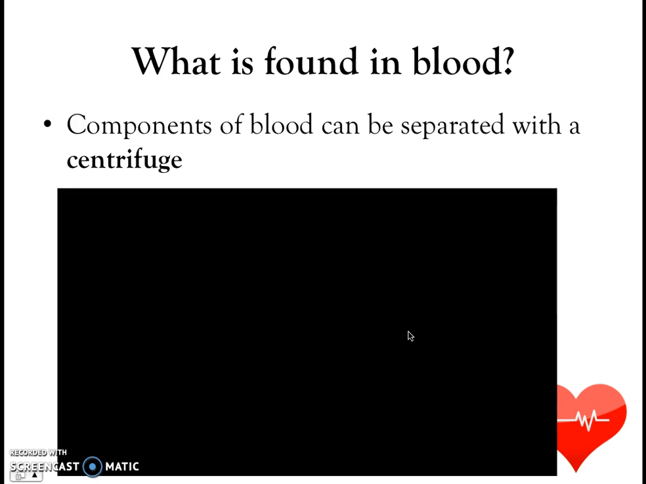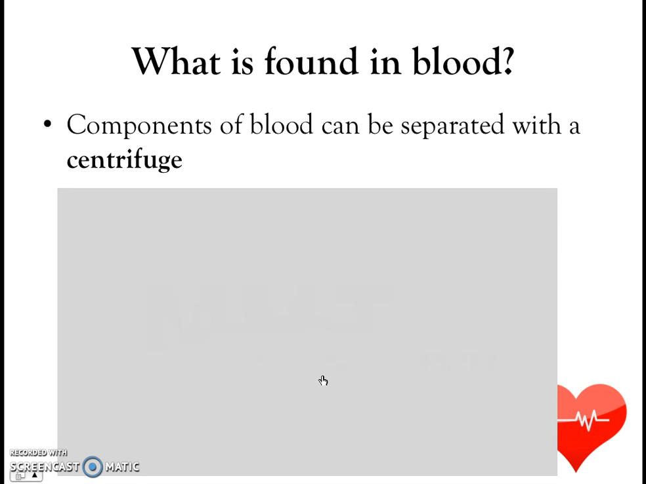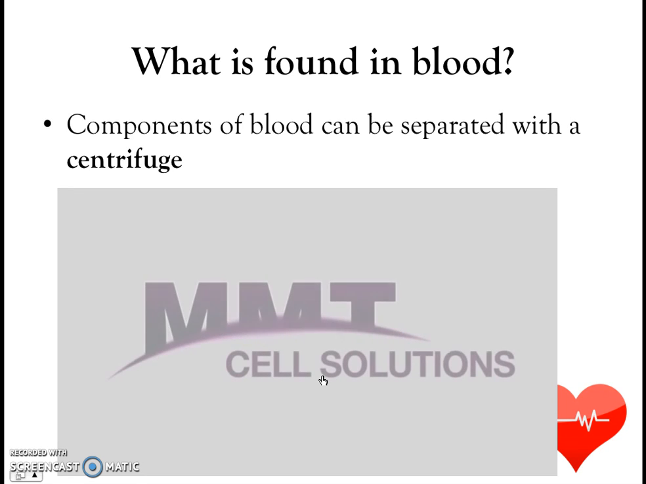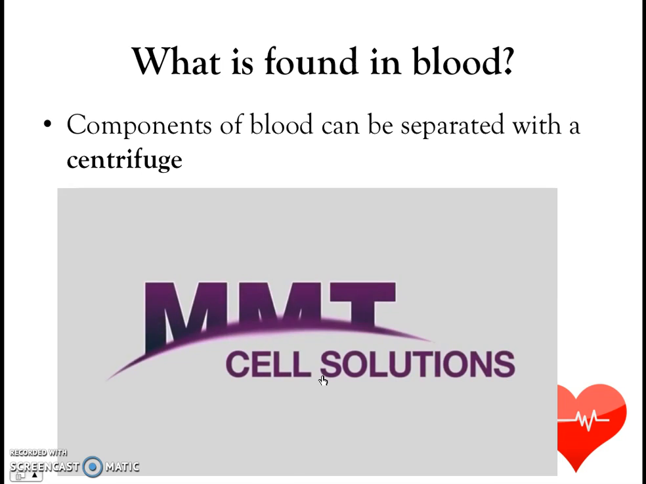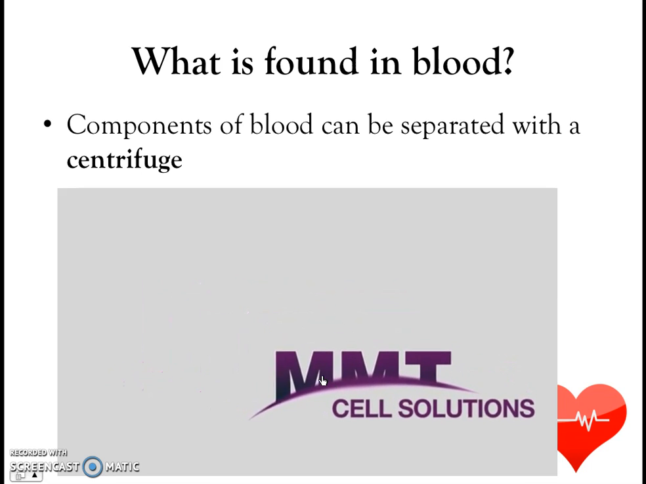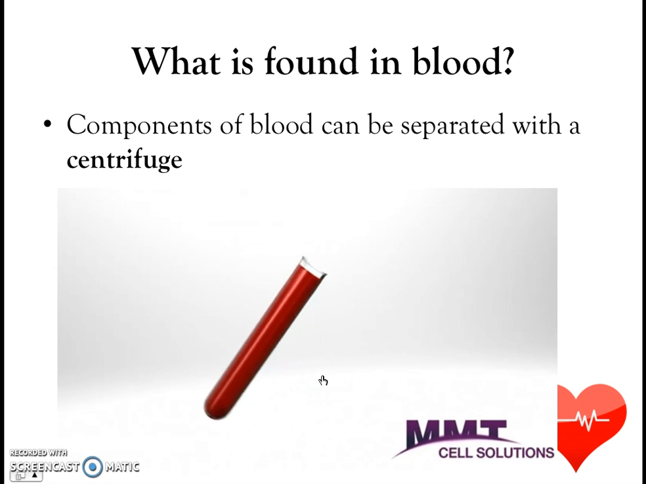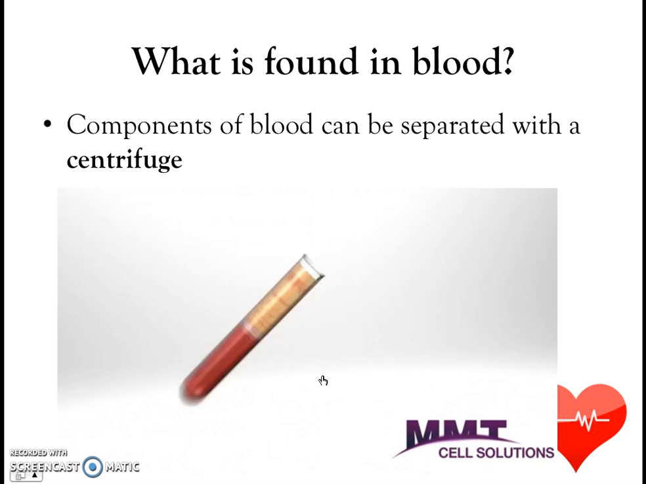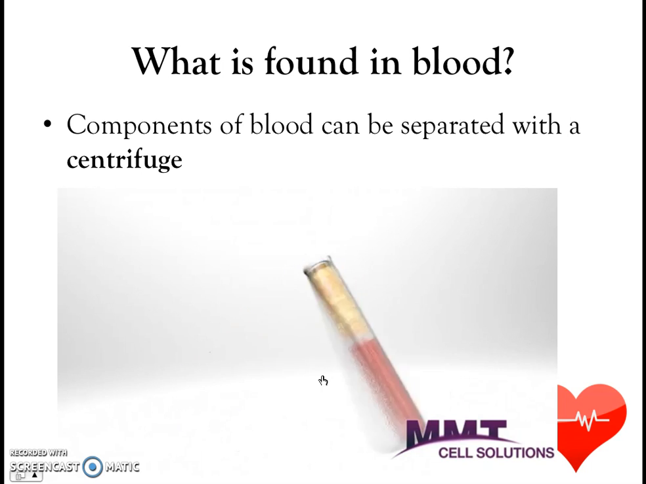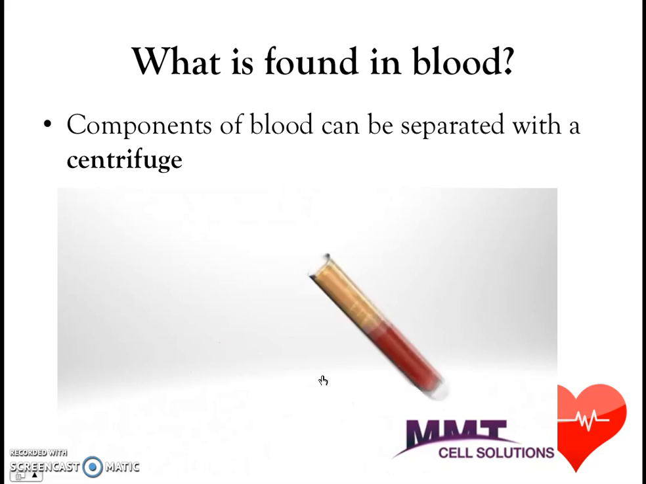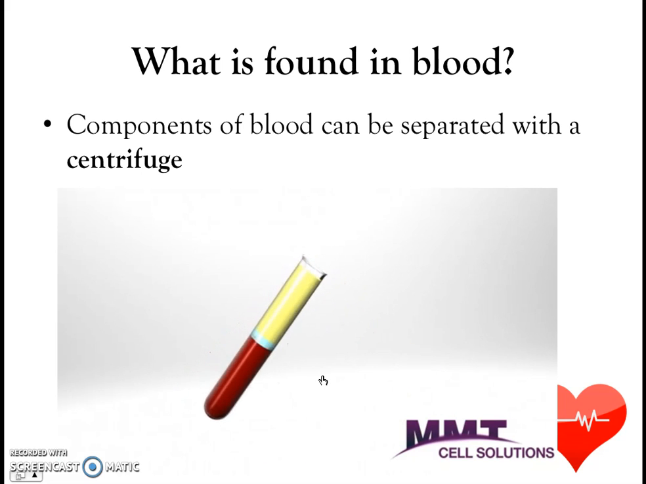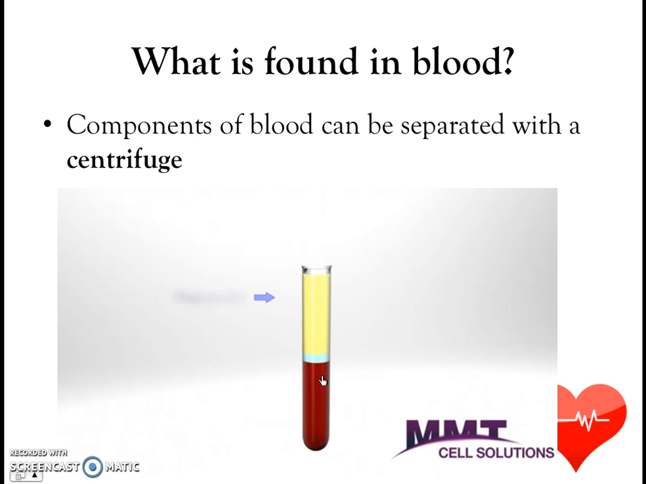But if you actually put blood into what you call a centrifuge, which is a device that spins test tubes at a very, very high speed, then you will see that the different components of blood can be separated out. So here's a test tube containing blood, and we spin it at a very high speed in a centrifuge, and you start to see the blood separate out into layers based on different densities.